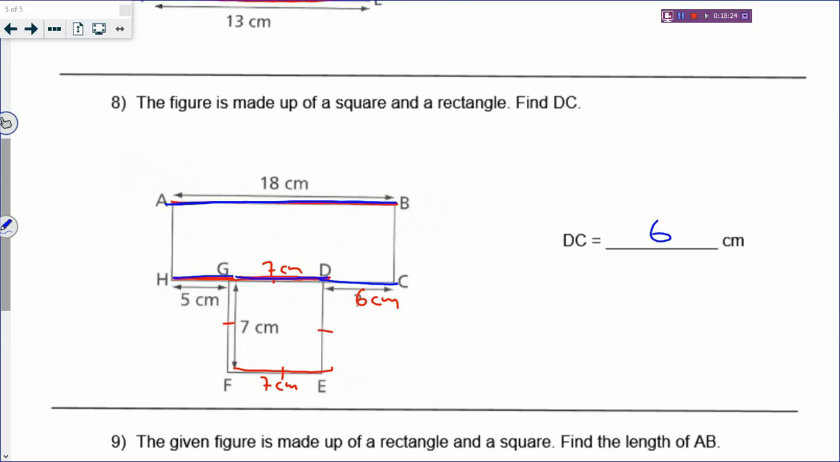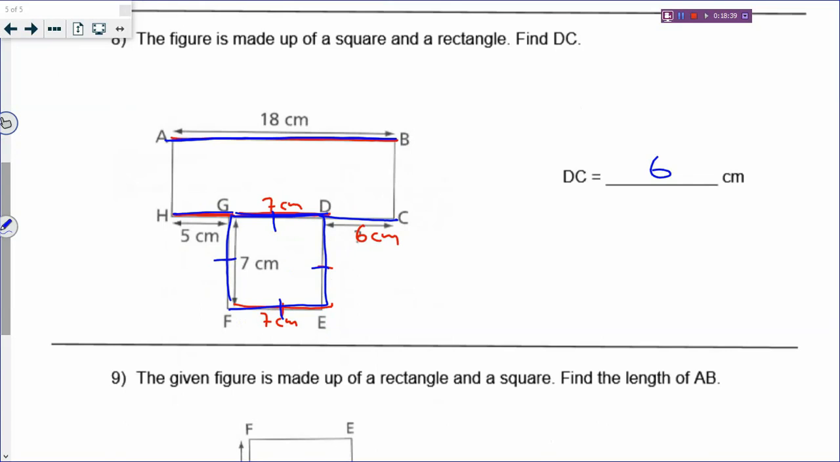Okay, and also just a quick recap. If you see a square, then all the sides of the square are equal. Right, all the sides of a square are equal. Okay, so you can see it's not that hard to find, right? Okay, let's go down to another example.